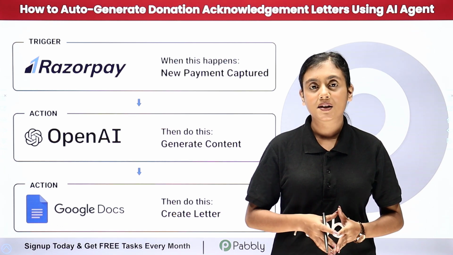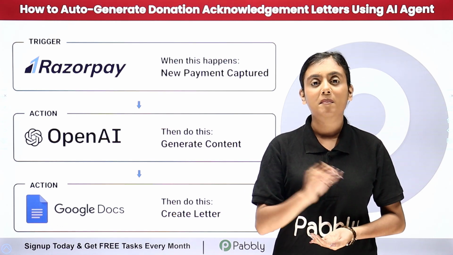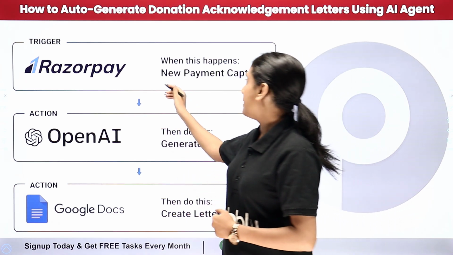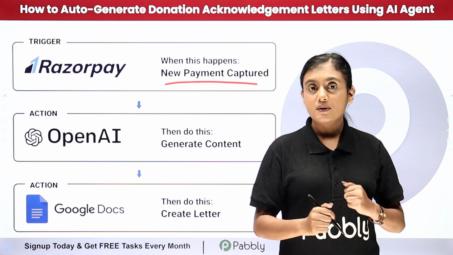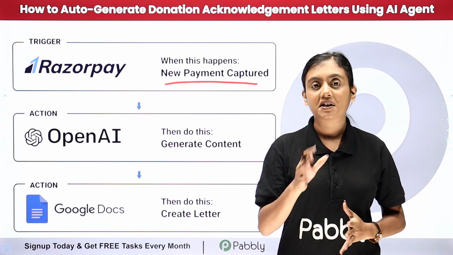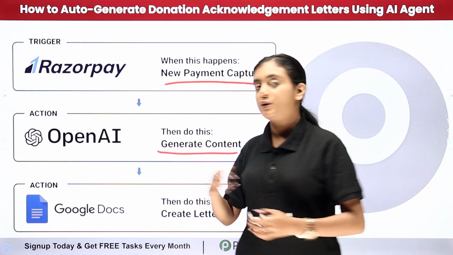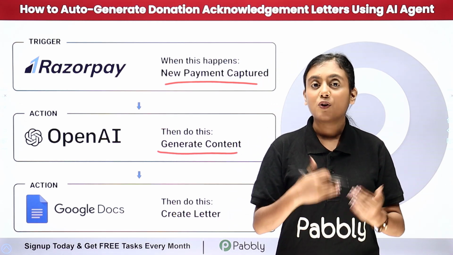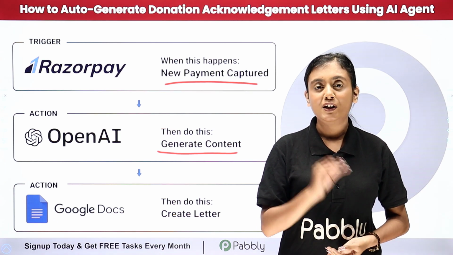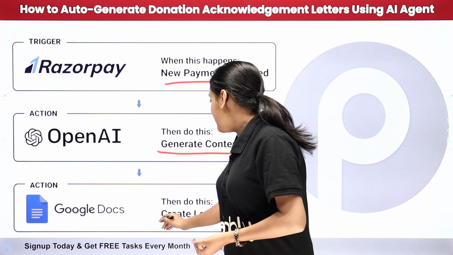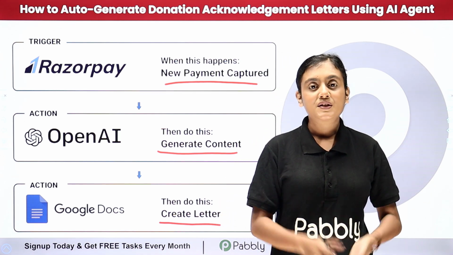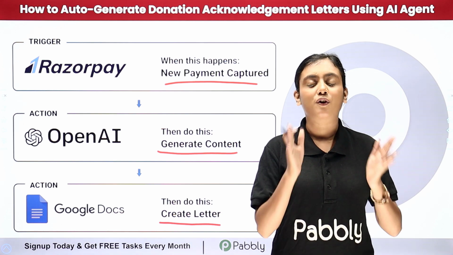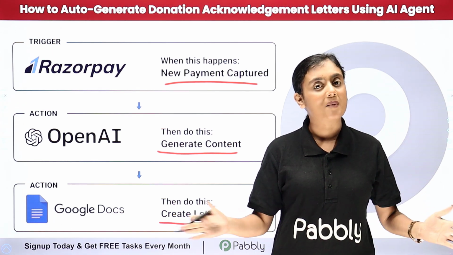How this AI agent works is, I collect the donations from my donors using Razorpay. So as soon as I receive a new donation in my Razorpay, automatically what is going to happen, an AI agent is going to generate the letter body. Okay, it is going to generate the letter with the help of the amount and the name of my donor. And as the content of the letter is generated, automatically using Google Docs, the letter is going to be created. So now if you want to learn how to create this AI agent for your business, then let me take you to my screen.